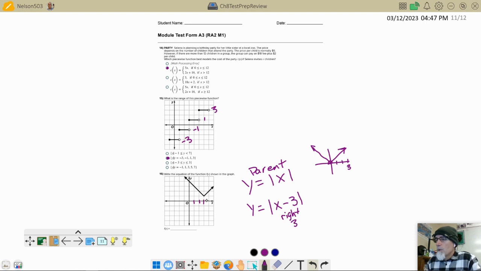Okay, then we want to move it up 1. So adding 1 to the y value would move that up 1. So that is the equation that should be in that box right there on that line.